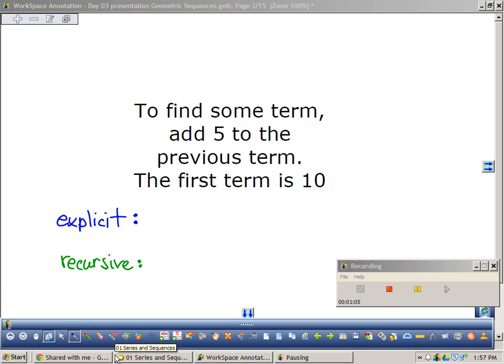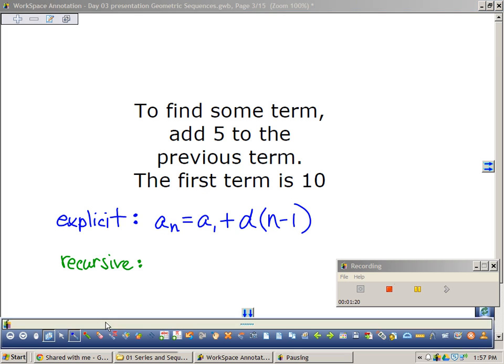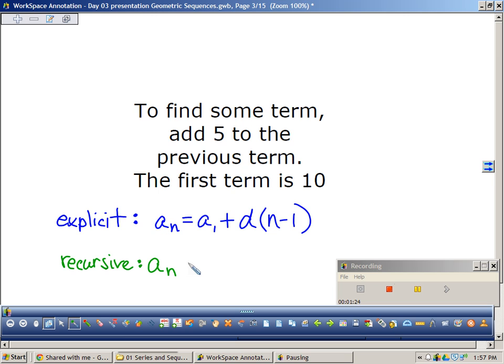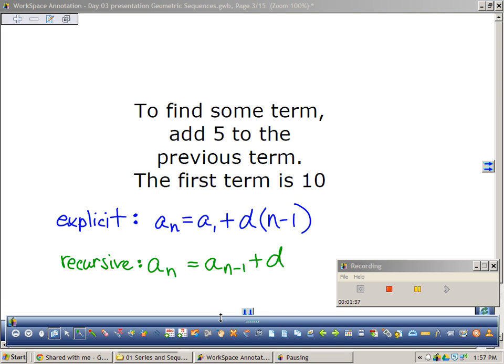So the explicit is a sub n equals my first term plus my common difference times n minus 1. And my recursive is a sub n again. This time I don't have the a sub 1. This one doesn't include that one. But I do have my previous term, and I'm going to add the common difference to it. So try and use these two formulas for this scenario right here.